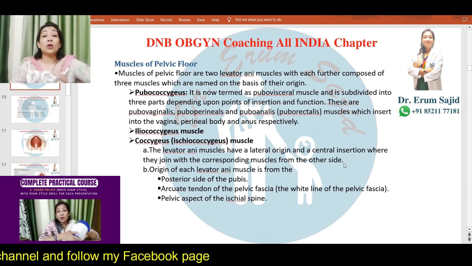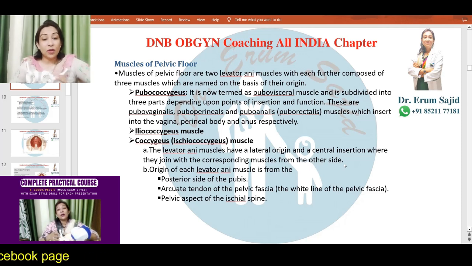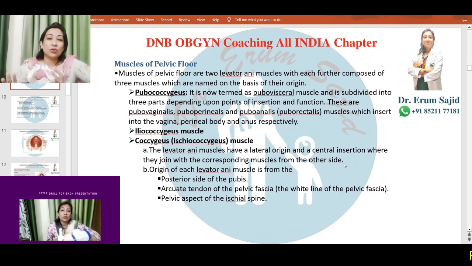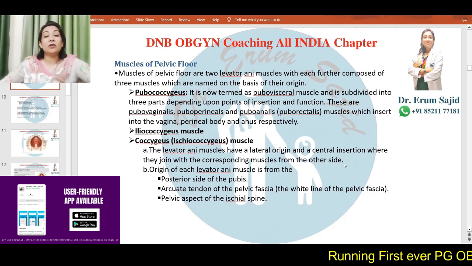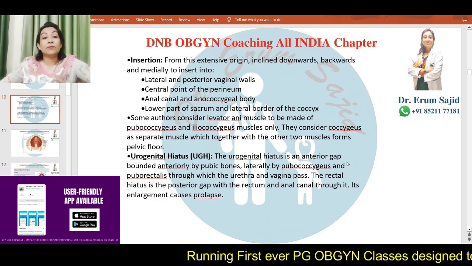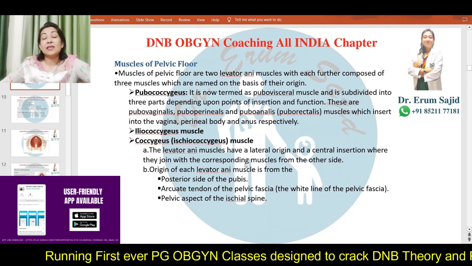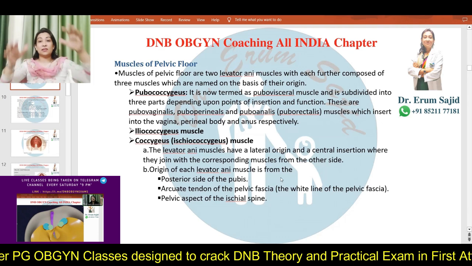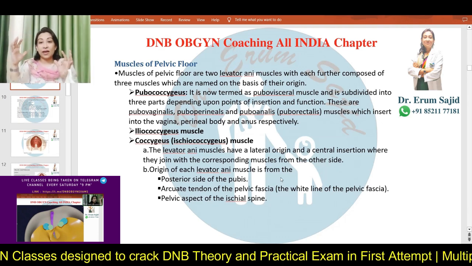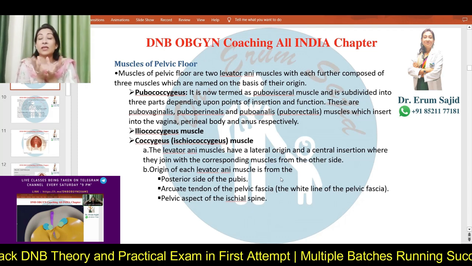Then you have the iliococcygeus muscle, and then comes the ischiococcygeus muscle. So roughly, you should know the orientation. Nobody's going to ask you the origin and insertion. You'll get more clarity with the diagram to come, and with the explanation of this. So basically, the levator ani muscle has a lateral origin and a central insertion where they join the corresponding muscles from the other side. It comes from the lateral side and has a central insertion, and then it meets the muscles from the other side. That's how the bowl is made.